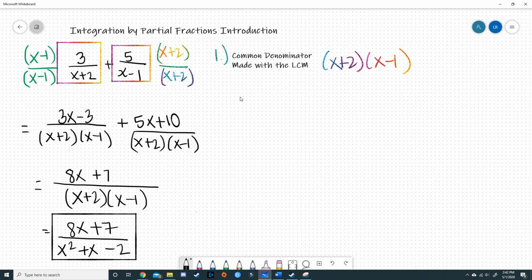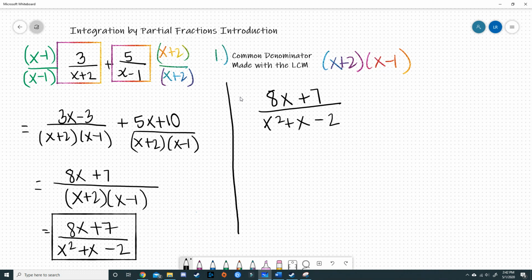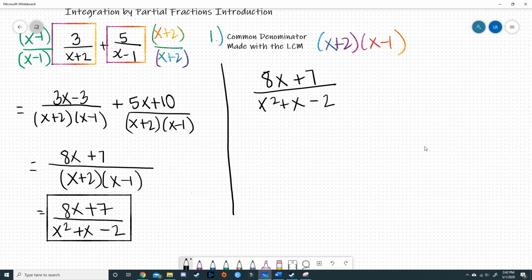What if I want to work backwards? What if I am given 8x plus 7 over x squared plus x minus 2? I want to split this up. I want to split this up into two fractions again. And the nice thing is we have the answer on the left-hand side of the paper. But let's figure out, what am I going to do? Well, the first thing I would do is factor our denominator. And the reason why I would factor the denominator is that's going to give me the two different denominators.